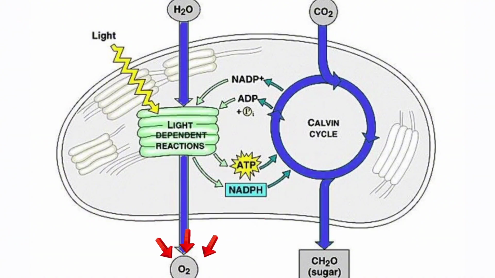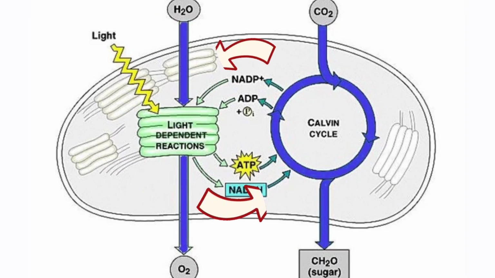Now this oxygen is released into the atmosphere and the ATP and NADPH are used by the dark reaction or Calvin cycle. Now the dark reaction uses ATP and NADPH during the conversion of carbon dioxide into glucose. Again, NADP and ADP are recycled back to the light reaction in order to re-energize, and the cycle continues.